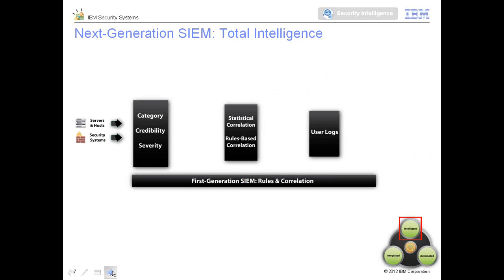So this was how a typical first generation SIEM looked like. I hope you are seeing 4 black blocks over there. If you look at the right corner bottom, you will see that we are covering the intelligent aspect right now. How is QRadar, how are we trying to bring in intelligence into this SIEM?